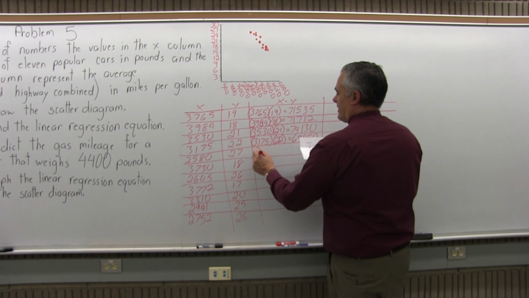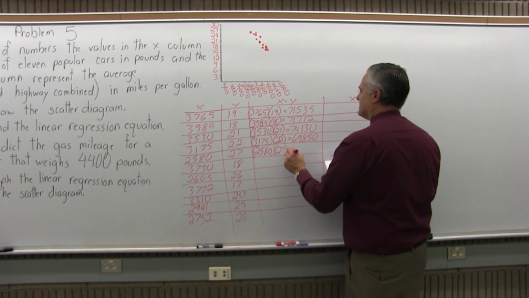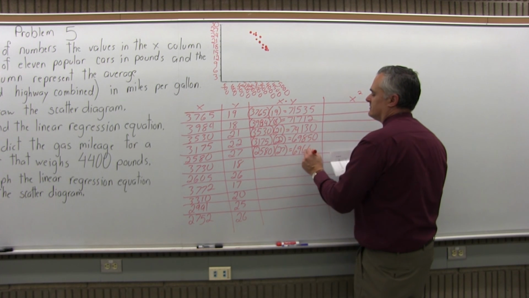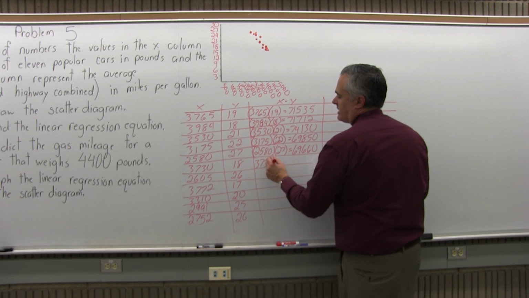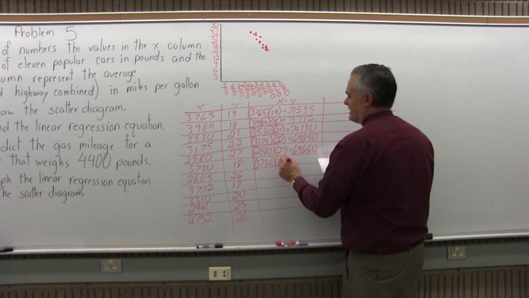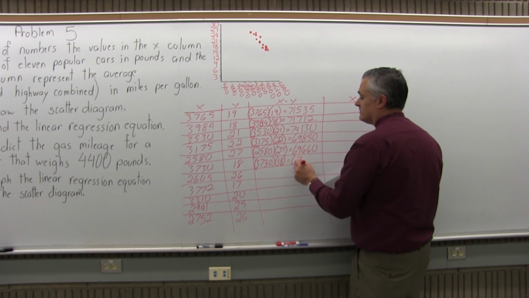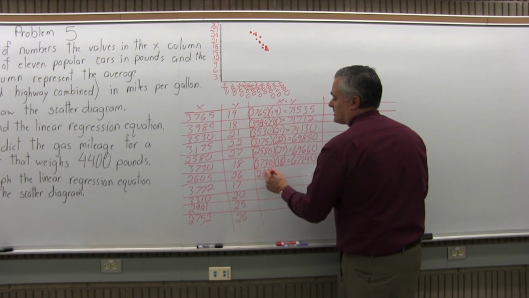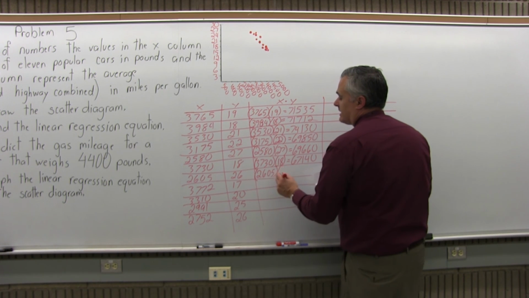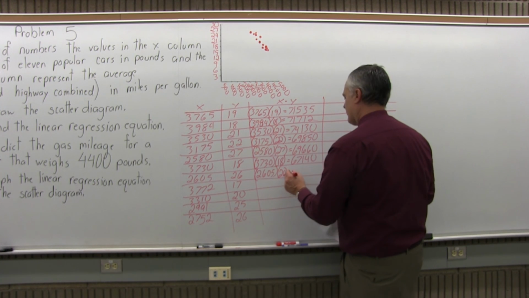And the next car, the weight is 2,580 times 27 miles to the gallon is 69,660. And the next car, the weight is 3,730 times the gas mileage of 18. When you multiply that out, it's 67,140. And the next one down, 2,605 for the weight times 26 miles to the gallon for the gas mileage is 67,730.